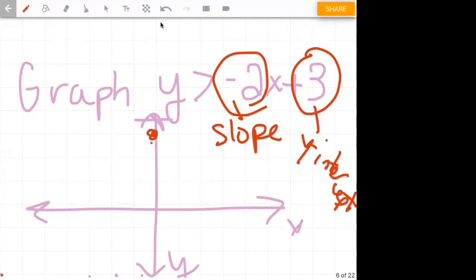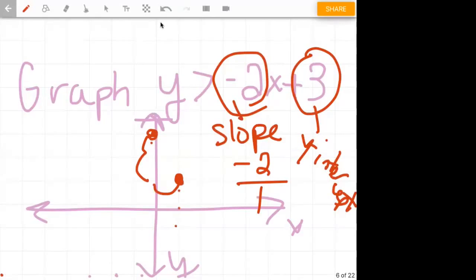And then our slope is negative 2. So we want to write that as a fraction. So negative 2, we can write as negative 2 over 1. And remember, slope is rise over run. So negative 2 means you're going to go down 2. And we're going to run 1, which is positive, so that means to the right. So there's 2 points. You could do it again if you want, down 2, 1.